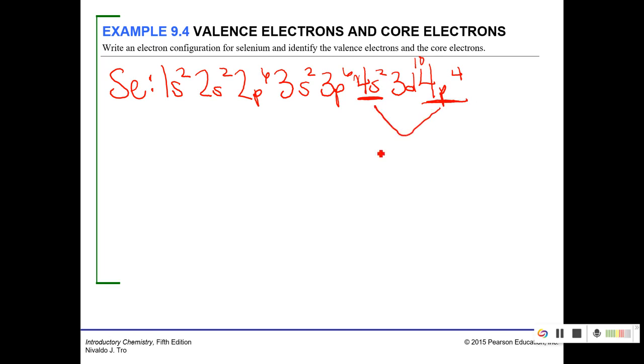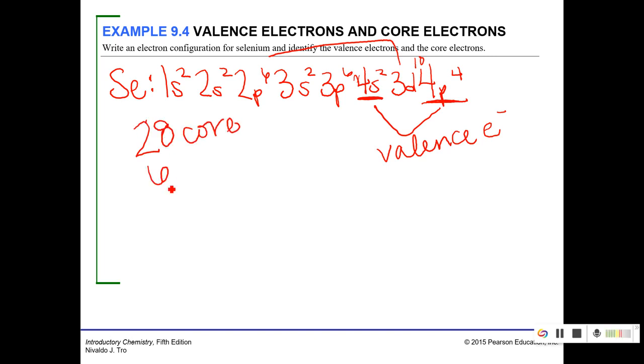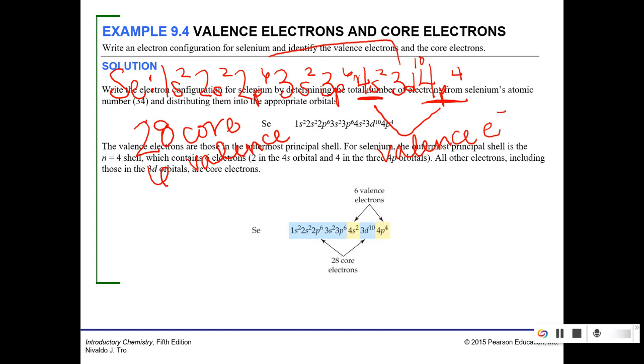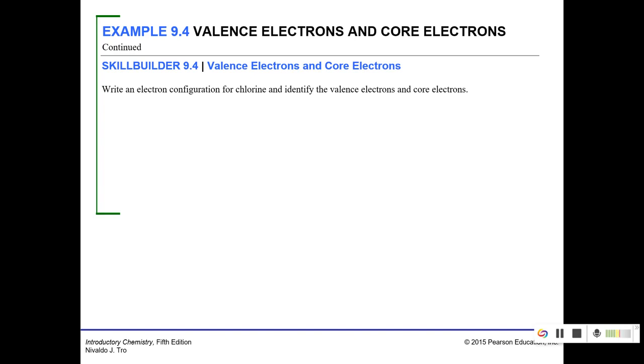Remember, highest coefficient, these are our valence electrons. So that's 6 valence electrons. Everything else is core. So selenium has 34 total. So there are 28 core and 6 valence. Okay. It's not too bad. You just have to be able to identify what we're talking about.